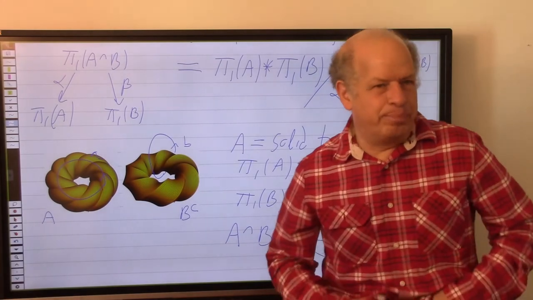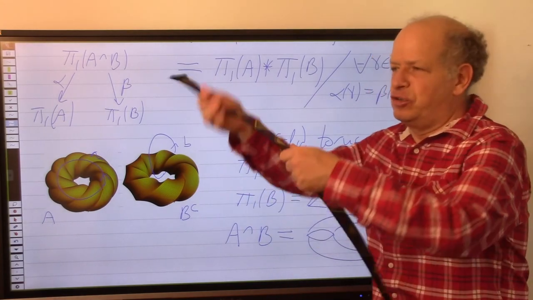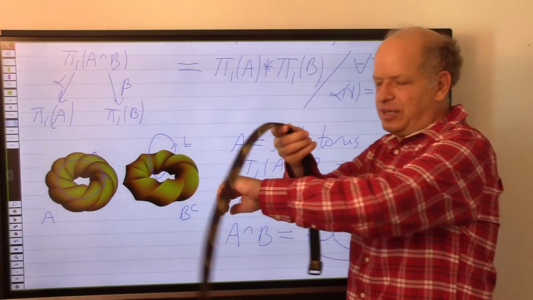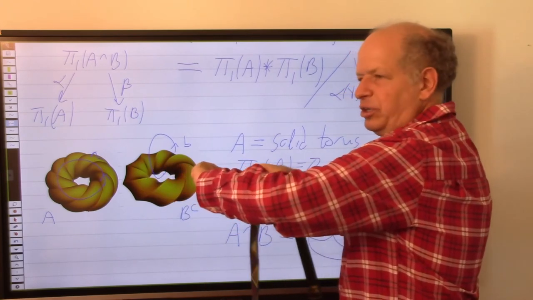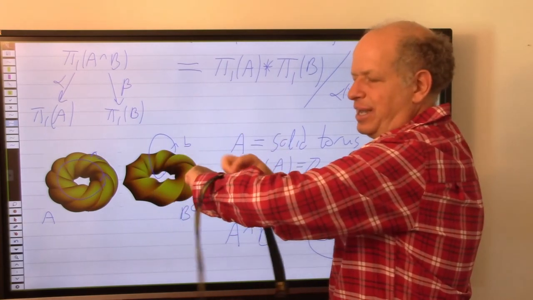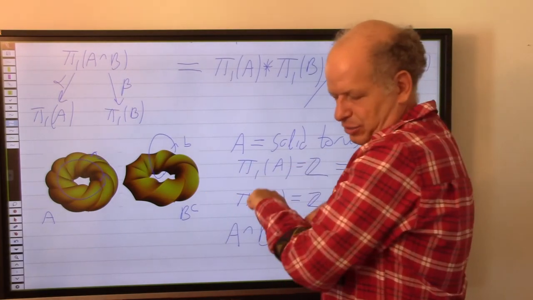If you want another picture, I'll have to remove my belt, and it doesn't really matter because you don't see anything. So basically, now my hand is a part of the torus knot, and A intersect B is like a band that wraps around it.